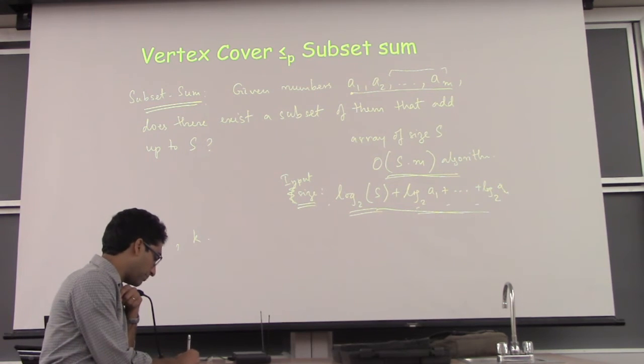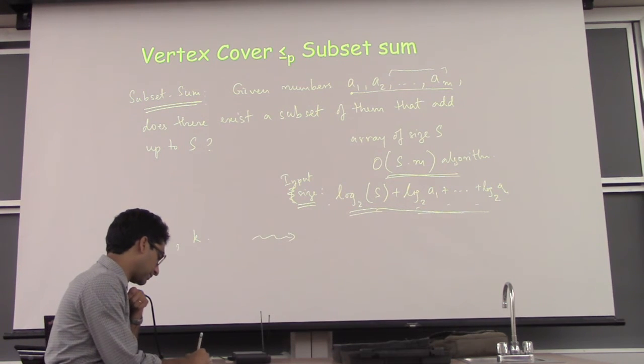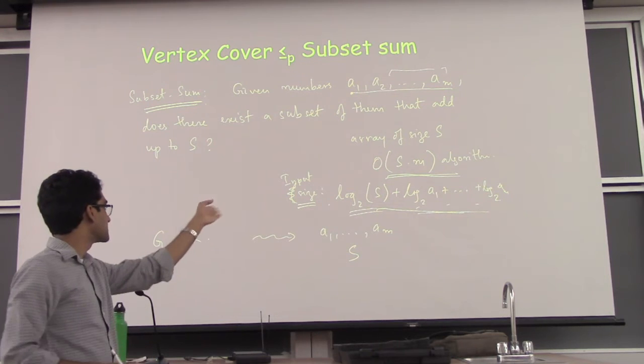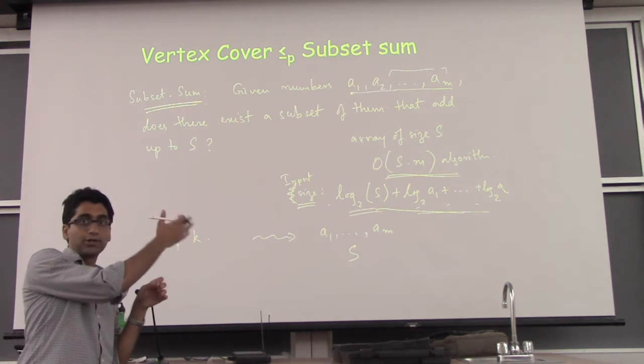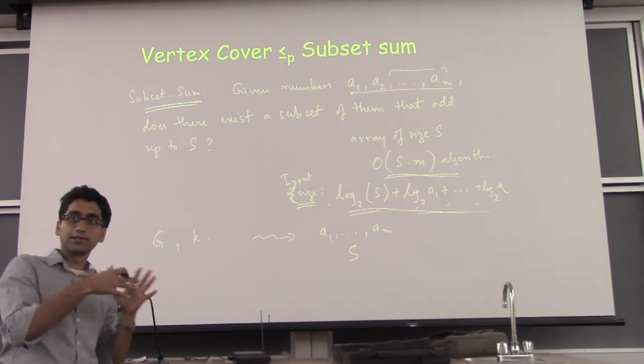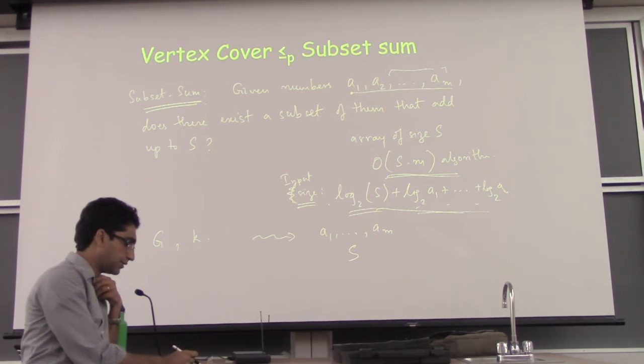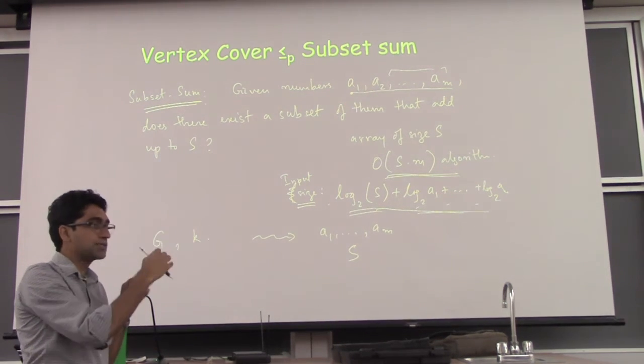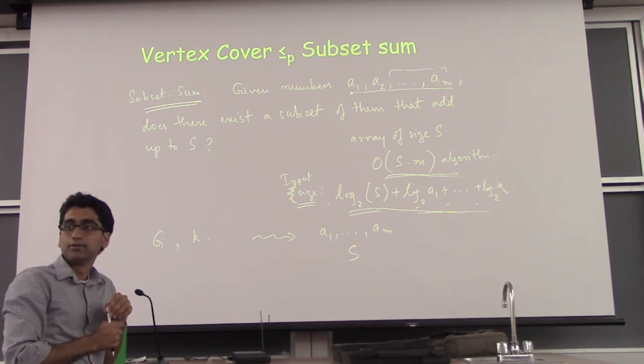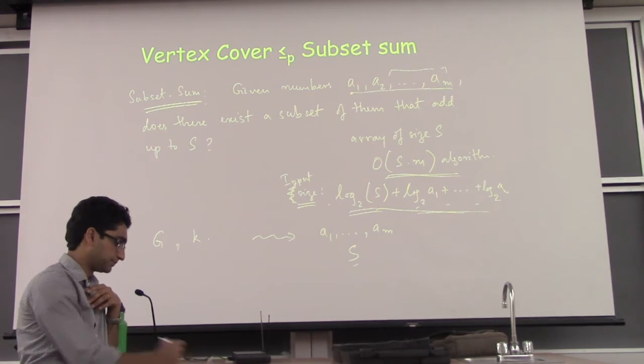And what you want to come up with are numbers A1 through AM and some S. You want to ask: is there a subset of these that adds up to S? There's no K on the right side problem. The subset has no size limitation or anything, and you want to find if there exists some subset that adds up to S.